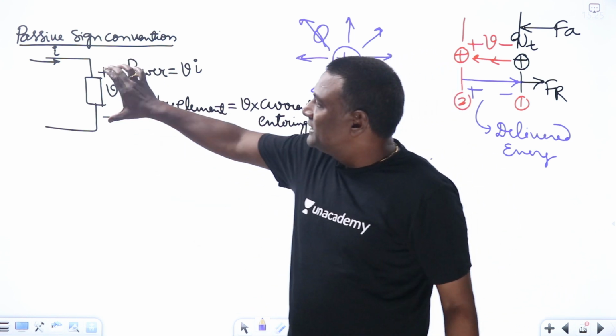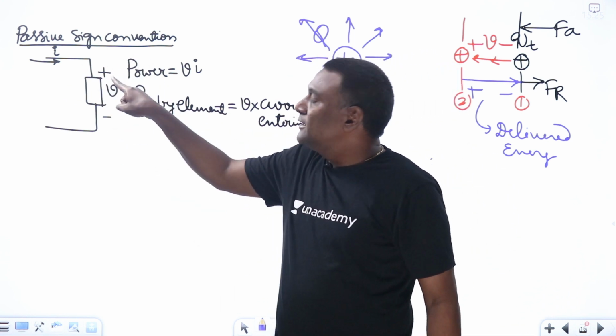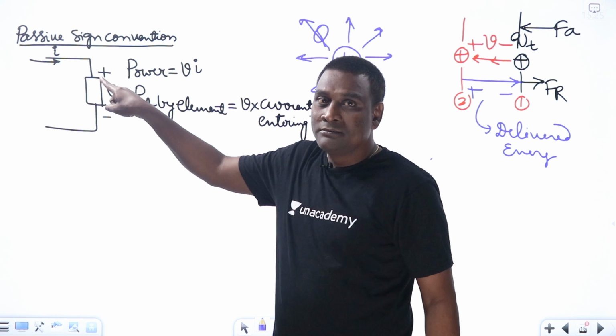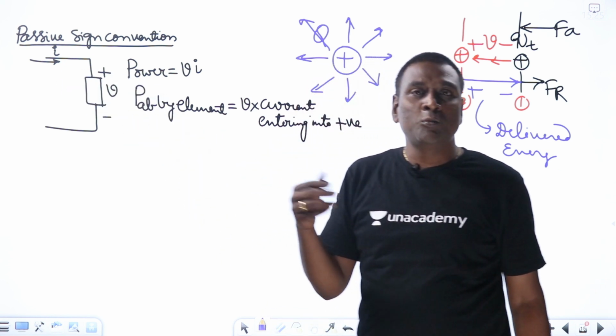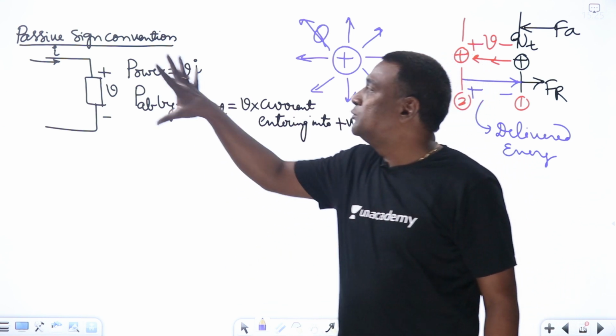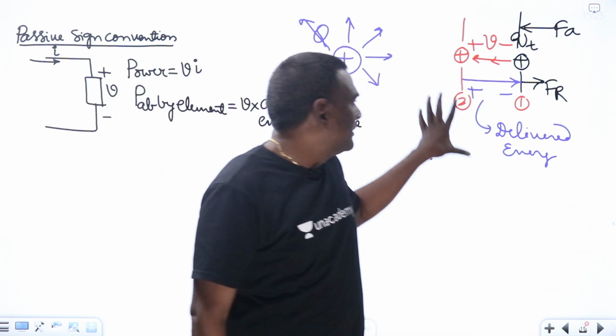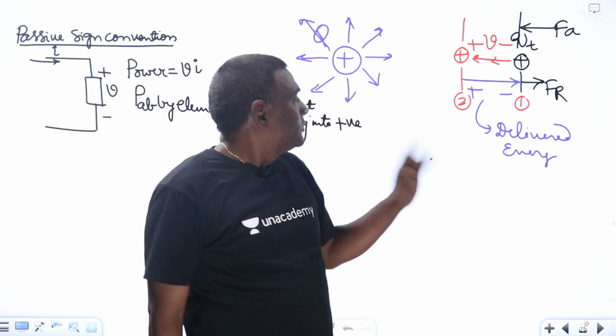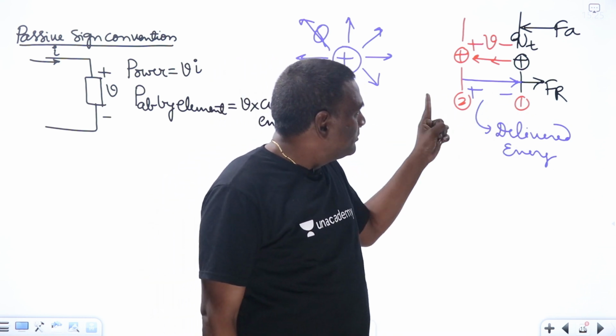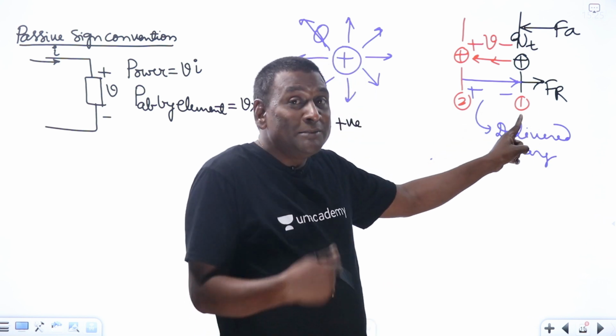So whenever my current is entering into the positive terminal of the voltage, this particular voltage multiplied by that particular current entering into positive terminal is going to be power absorbed, I said. But here, actually, power is being delivered. You understood, right? If you move from 2 to 1, power is being delivered.